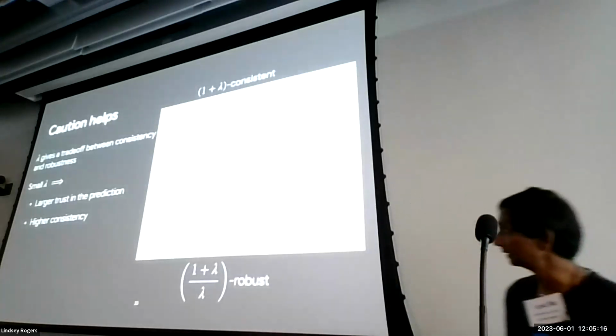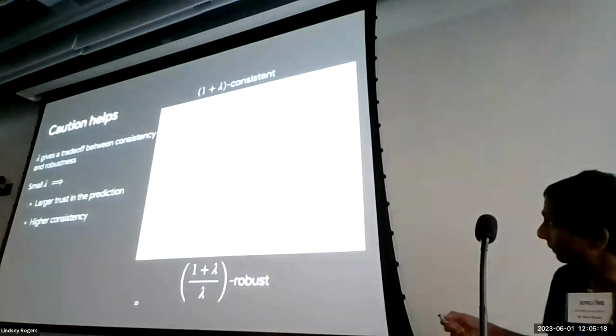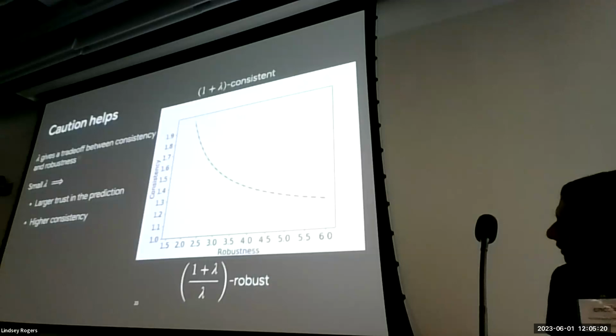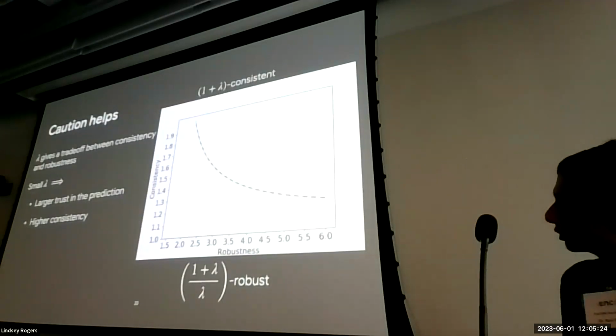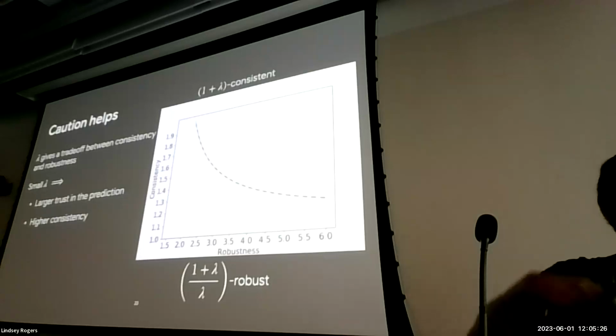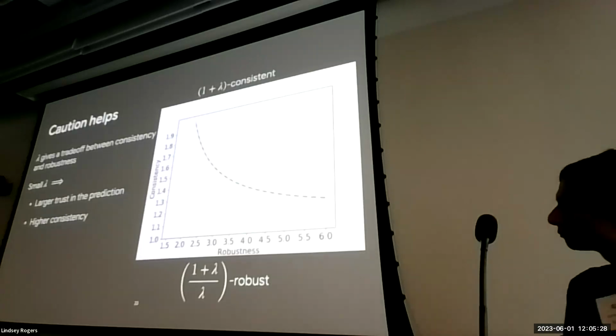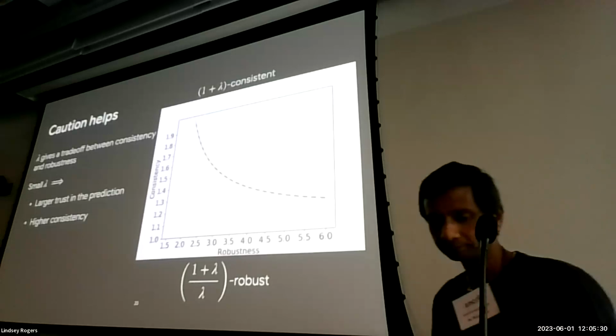Okay, so in fact, we can plot the performance, and the caution actually helps. Lambda is a trade-off between consistency and robustness, and small lambda means I place a larger amount of trust in the prediction, and therefore I get higher consistency.